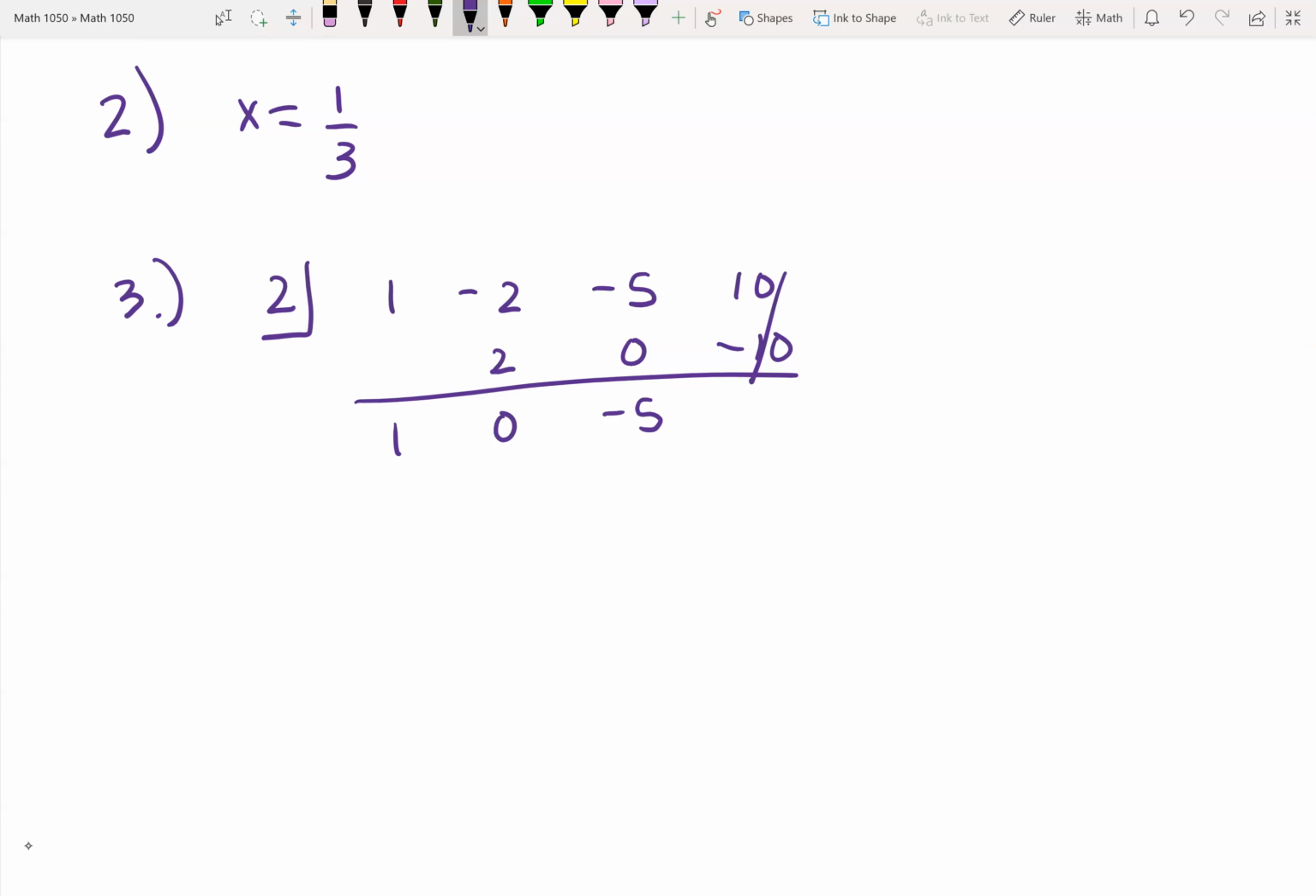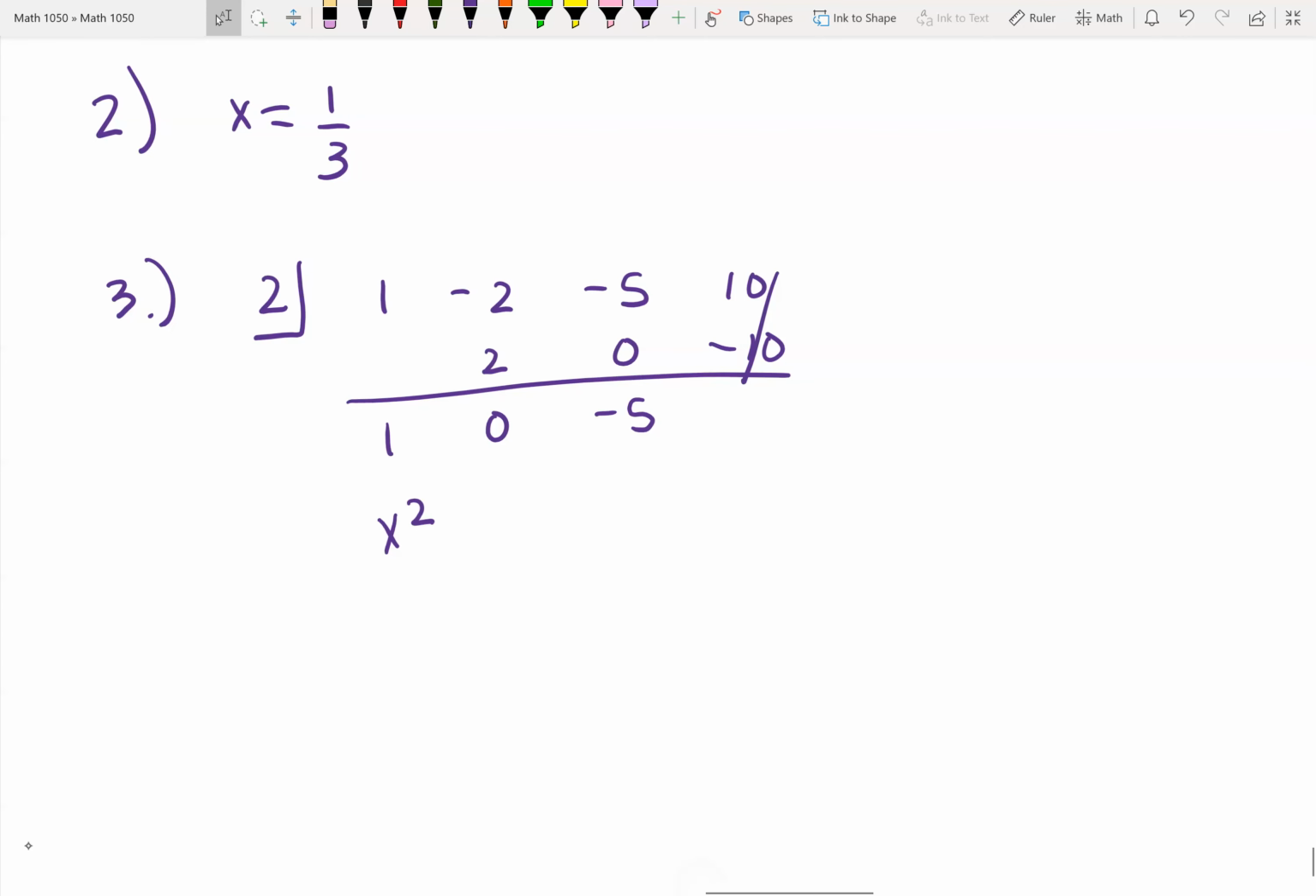So I began with an x to the third. I did synthetic once. So this is an x to the second. So this is x to the second plus 0x minus 5 equals 0. The 5 comes over. x squared equals 5. Square root it. I get x equals plus or minus the square root of 5. Highlight my answer and I'm done.